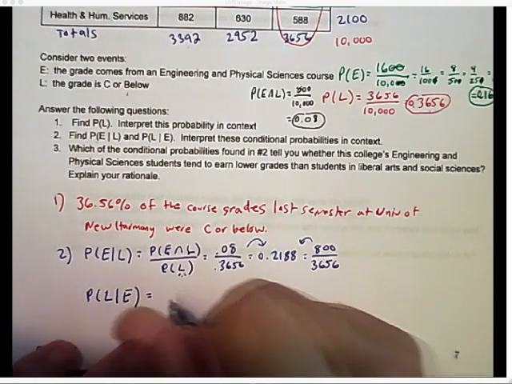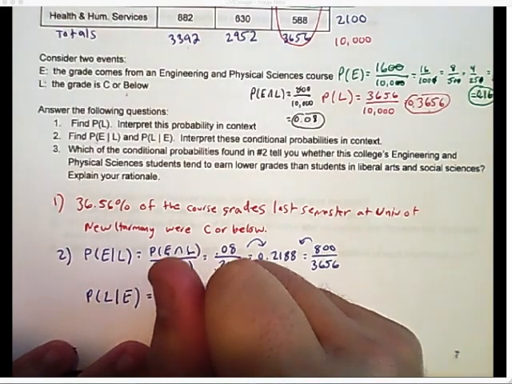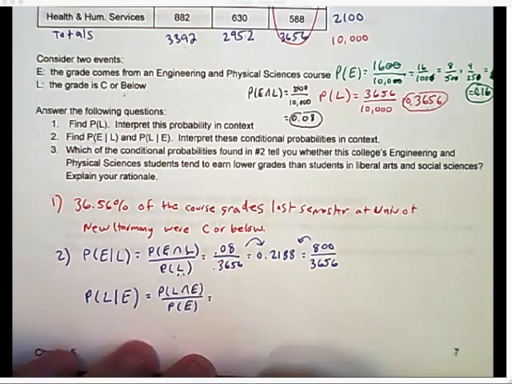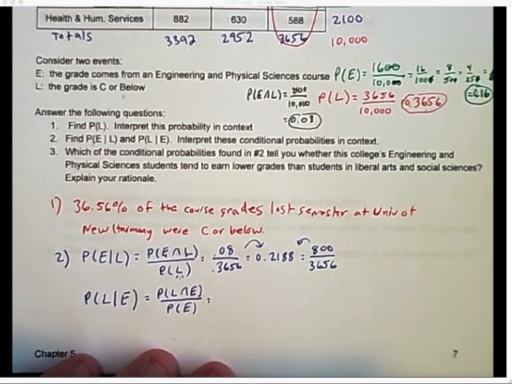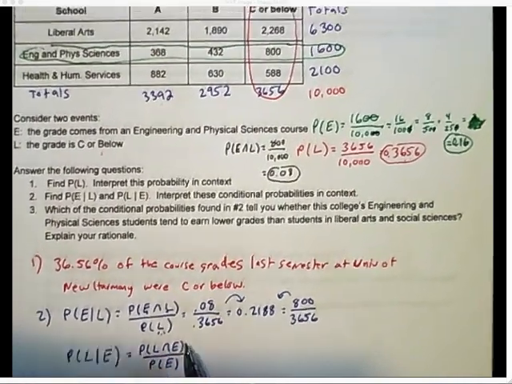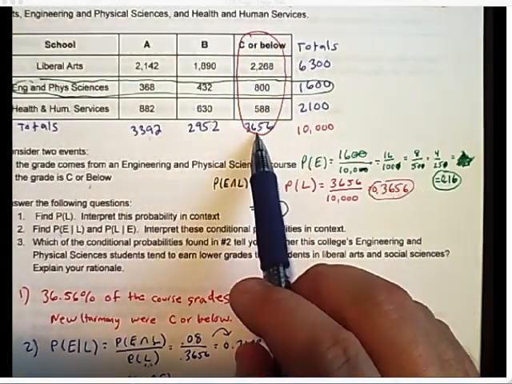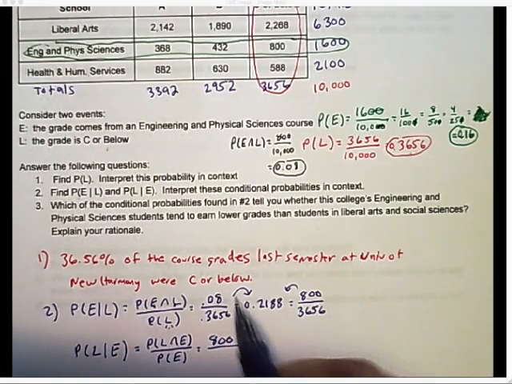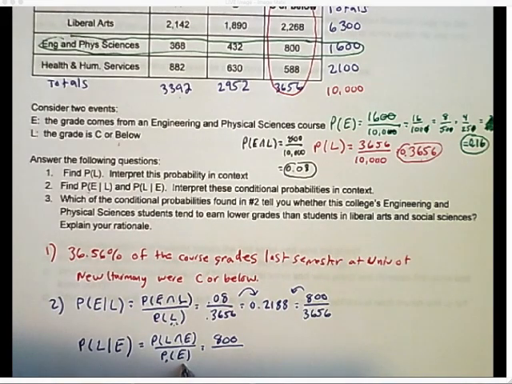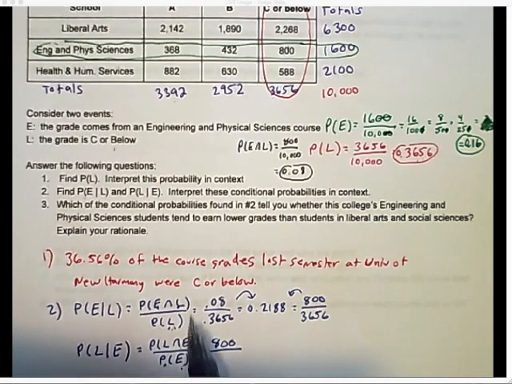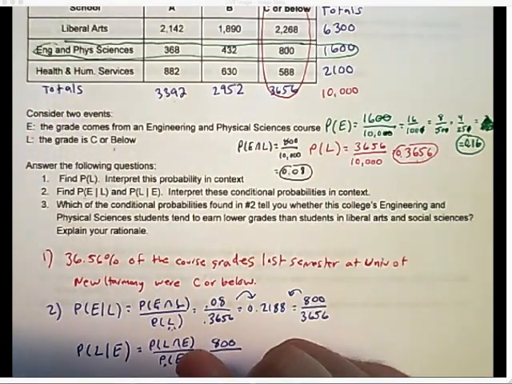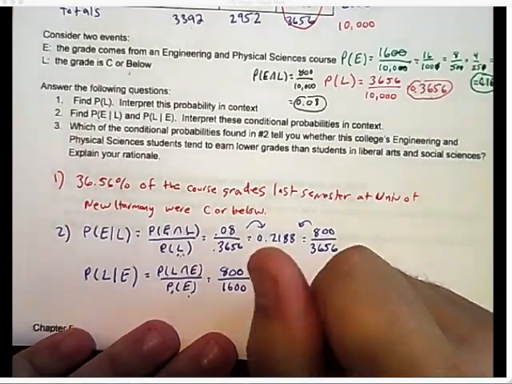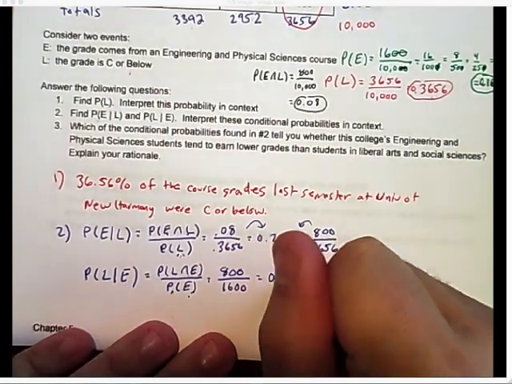All right, so that would be the probability of L and E over the probability of E. You can use percents or you can use raw numbers. Now let's use raw numbers, L and E. So here's the L column, here's the E column. There's 800 raw people. And probability of E, you can just use the raw number of engineering students. That's 1,600. Okay, so if I do 800 divided by 1,600, that's the same as a half, which is 50%.